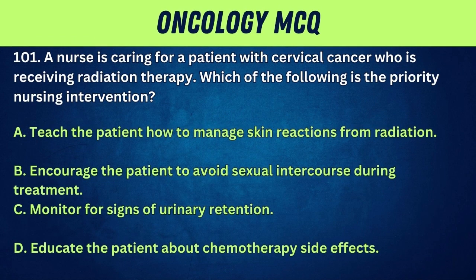101. A nurse is caring for a patient with cervical cancer who is receiving radiation therapy. Which of the following is the priority nursing intervention? A. Teach the patient how to manage skin reactions from radiation. B. Encourage the patient to avoid sexual intercourse during treatment. C. Monitor for signs of urinary retention. D. Educate the patient about chemotherapy side effects.